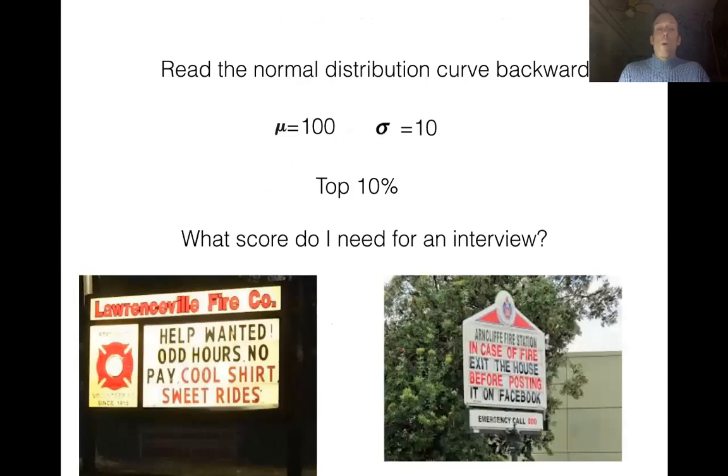Okay, so what we're going to learn how to do is read the normal distribution curve backwards. So far, we've been reading it forwards, meaning somebody gives us a population that's normally distributed, we get an average and a standard deviation, and an X value, and we find the probability associated with that X value. But a new thing that we can do is if somebody gives us the probability first, we can find the X value that corresponds to that probability.